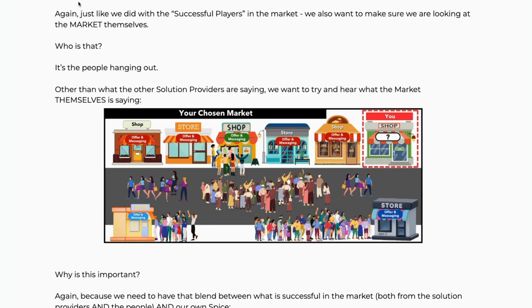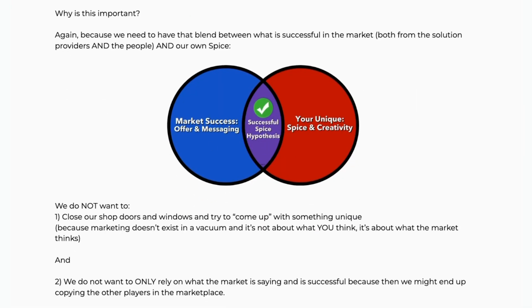And so again, what we're doing here is we're combining market success, and market success is, yes, what is successful in the marketplace with the other players, but also, hey, what is the market actually saying? So again, we don't want to close our shops, close our doors, close our windows, and try to come up with something that is completely unique, because marketing doesn't happen in a vacuum. You are not actually selling yourself. It's not about what you think, it's what the market thinks. And we don't only want to rely on the market in order to be successful, because then we might end up copying other players in the marketplace and not coming up with something that is a little bit our own authenticity. So we want a hybrid between the two.